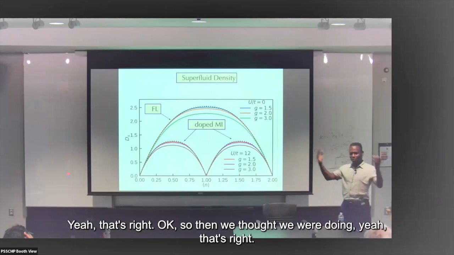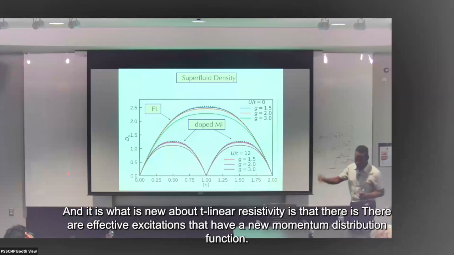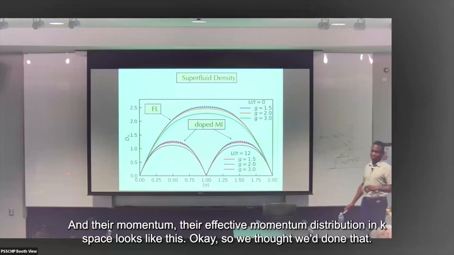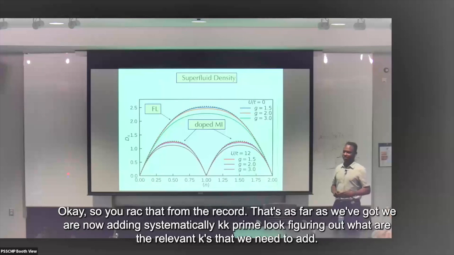Yeah, that's right. So the question we asked is, what is the effective momentum distribution function that describes something that looks like this? What is new about T-linear resistivity is that there are effective excitations that have a new momentum distribution function, and their effective momentum distribution in k-space looks like this. We thought we'd done that, and the physics would be that this part is not thermally broad. You get these two regions, and just square this, and you see there's a T linear part to the effective scattering rate. That was wrong. So erase that from the record. That's as far as we got.